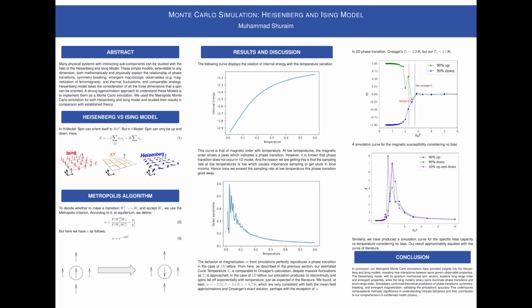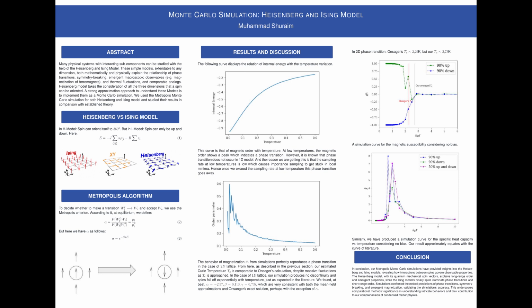In the third and the fourth graphs, which are related to the 2D Ising model, in the third graph, the behavior of magnetization M bar from the simulation perfectly reproduces a phase transition. From here, our estimated Curie temperature is comparable to Onsager's calculation, despite massive fluctuations as the critical temperature is approached. In the case of the 1D lattice, our simulation produces no discontinuity and spins fall off exponentially with the temperature, just as expected in the literature.